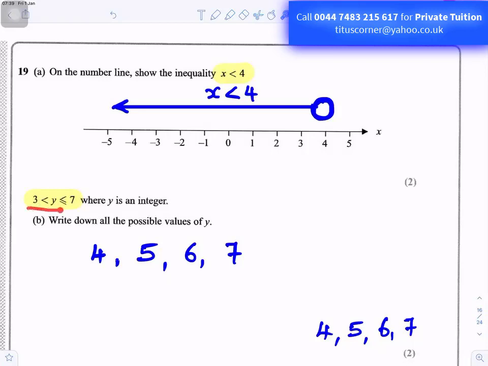The next part, 3 is less than y less than or equal to 7, where y is an integer. Write down all the possible values of y. So we want all the numbers from 3 up to 7, but because it is less than, it doesn't include 3. 3 is not included. But it's less than or equal to, that means it includes 7. So we do not want 3, we want to start at 4 because it says less than. And we want 7 because it says less than or equal to. So it goes 4, 5, 6, 7. So those are the numbers.